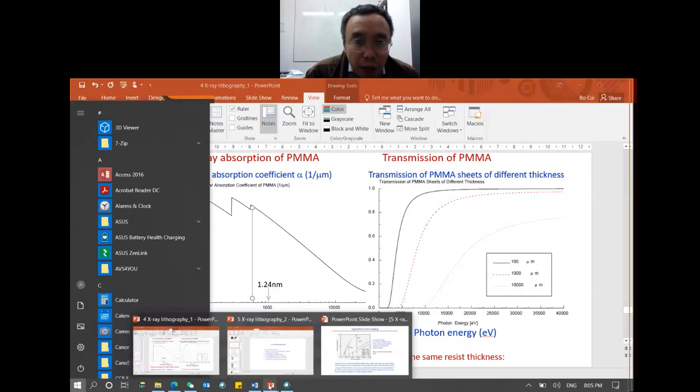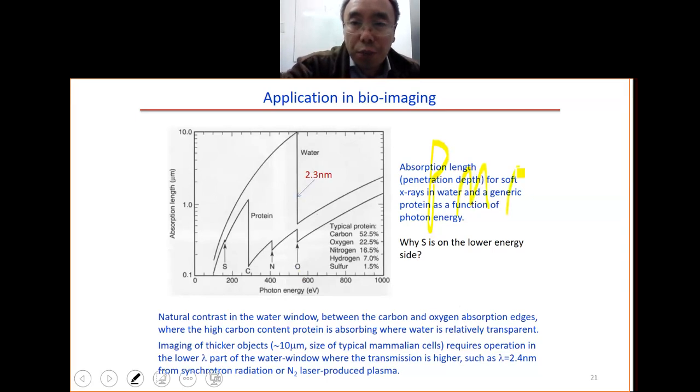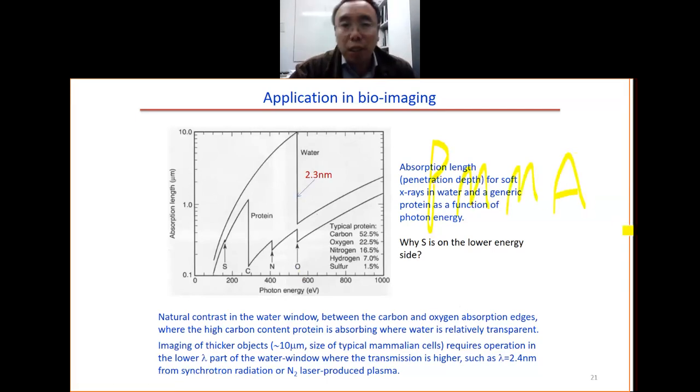So one is 300, the other one is between 500 and 600. Here we can see that the 300 corresponds to the absorption of carbon. The 500 to 600 corresponds to the absorption of oxygen. We know from the previous slide that the material is PMA. In the PMA we have carbon and oxygen, but there is no nitrogen.